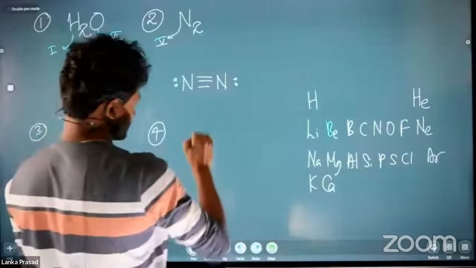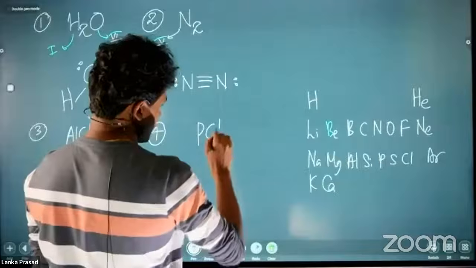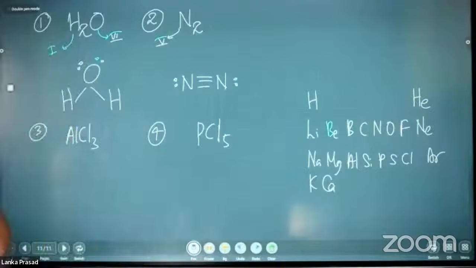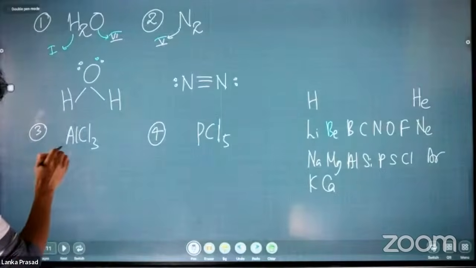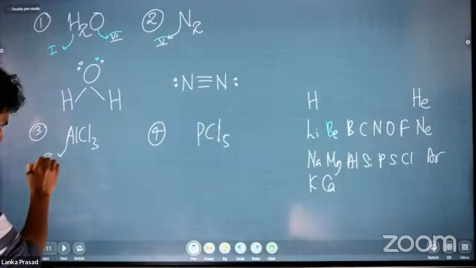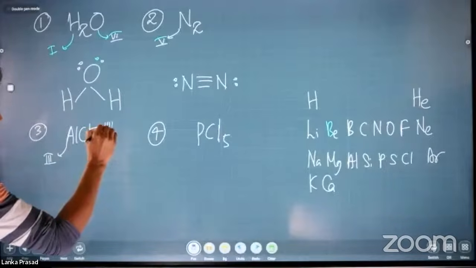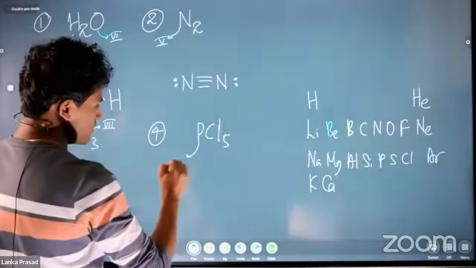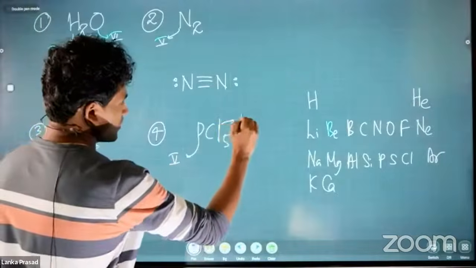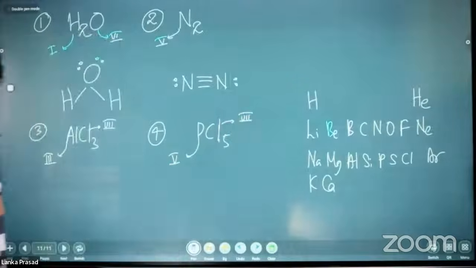AlCl3. PCl5. Aluminium belongs to group 3, chlorine belongs to group 7, phosphorus belongs to group 5, chlorine belongs to group 7.